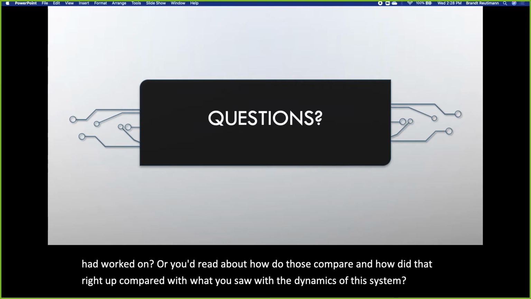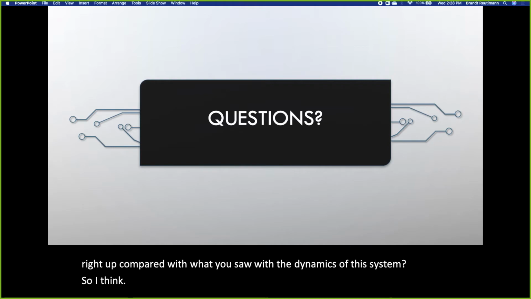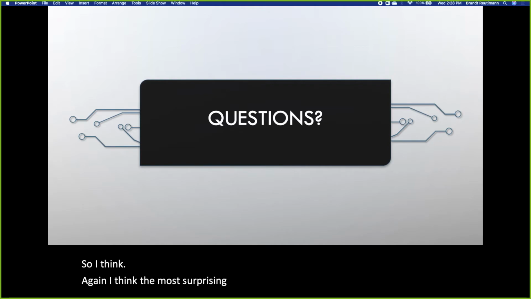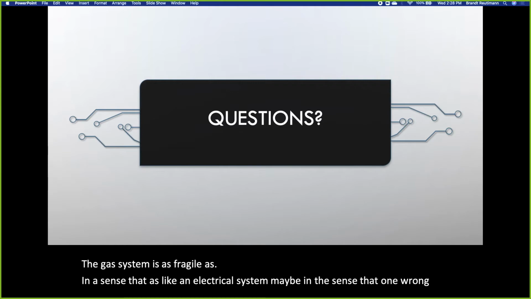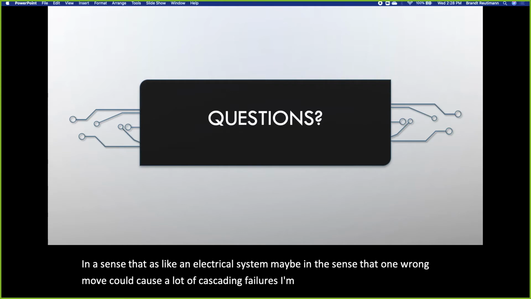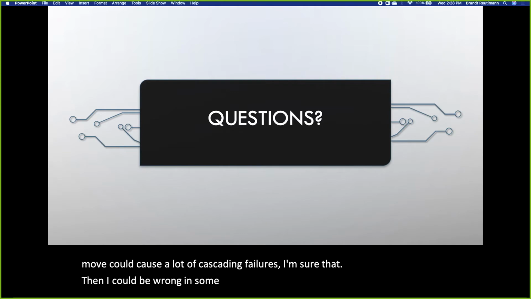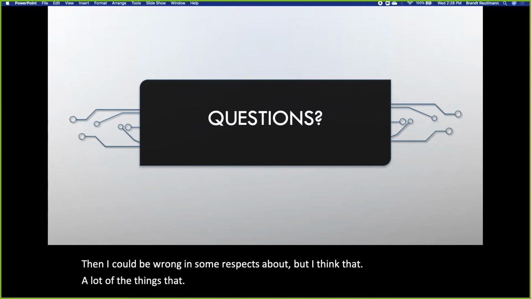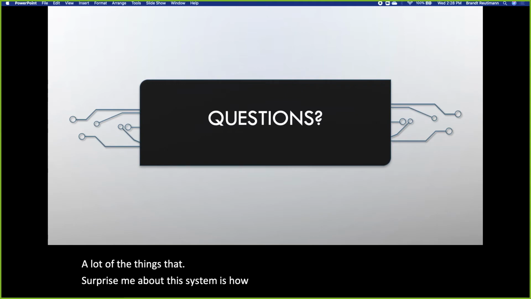So again, I think the most surprising thing to get from these simulations is that I don't think the gas system is as fragile as, say, an electrical system, in the sense that one wrong move could cause a lot of cascading failures. I'm sure I could be wrong in some respects about that, but a lot of the things that surprised me about this system is how slow moving everything is, if that makes sense.